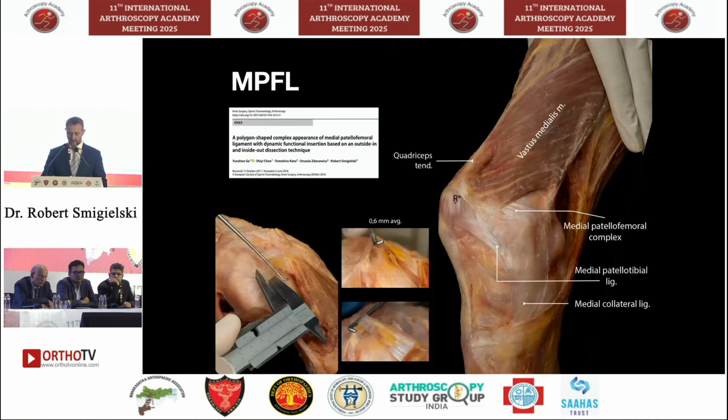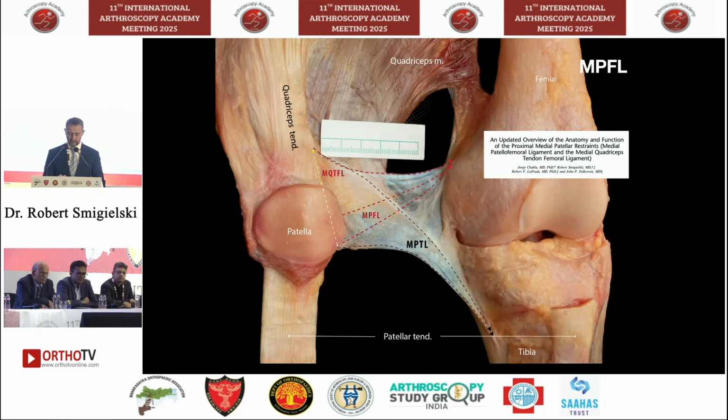And finally, I would like to show you the MPFL, which is absolutely, again, not a round structure. It's a flat structure, and we also published a study about it. If you look at the MPFL from the joint side, you can see this is very thin, looks like a membrane, which is coming from the femur and tibia to the patella and the quad tendon.